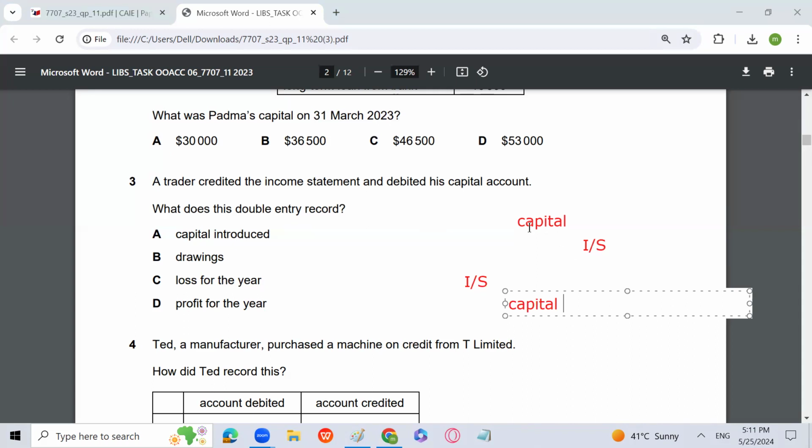Because loss is transferred to the capital account, capital is debited. It means that there is a decrease in capital. So the entry is capital debit and income statement credit. This is because of the loss for the year. You have to understand this very carefully, how it will move and how we are going to record this transaction.